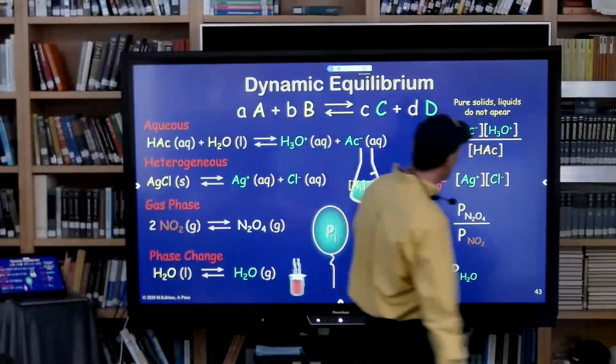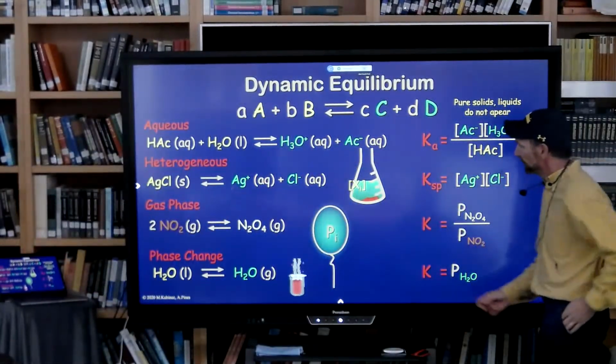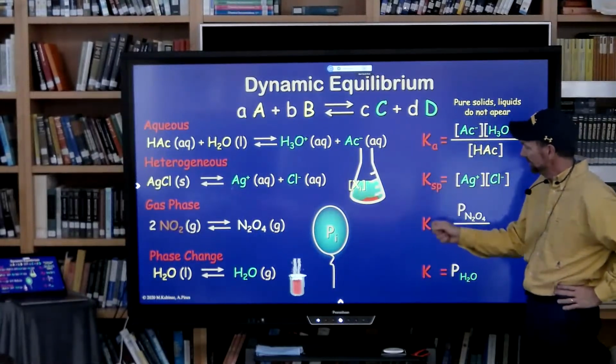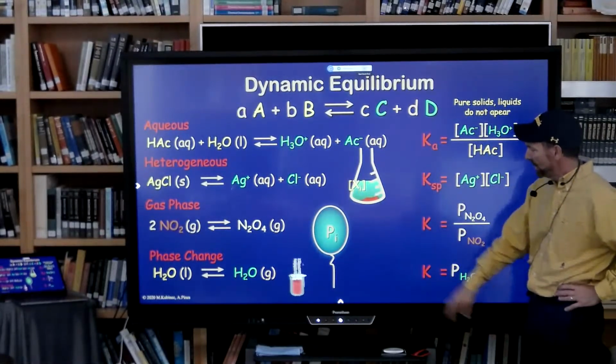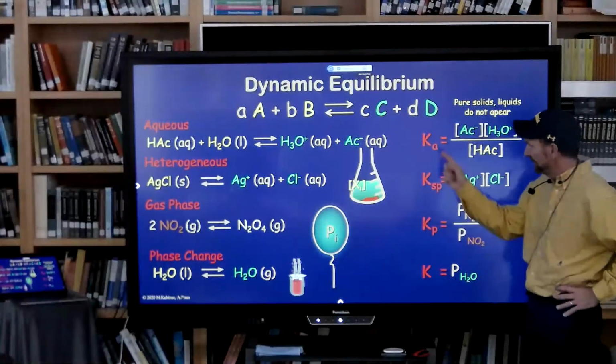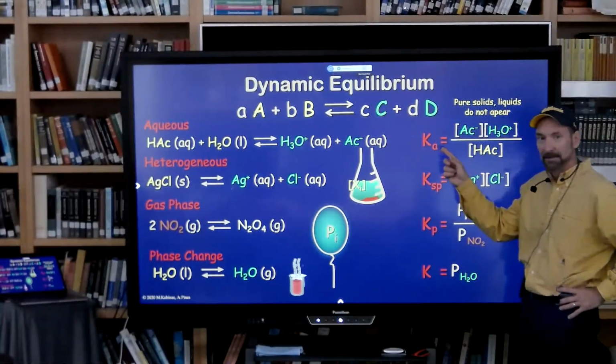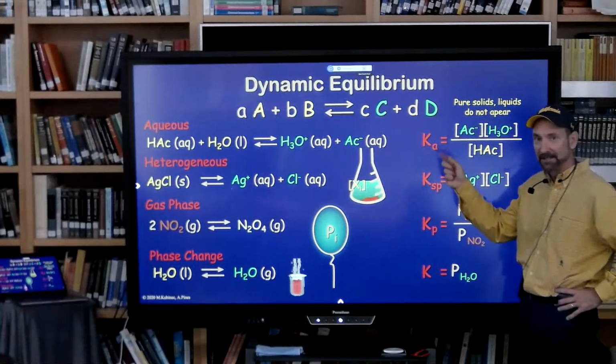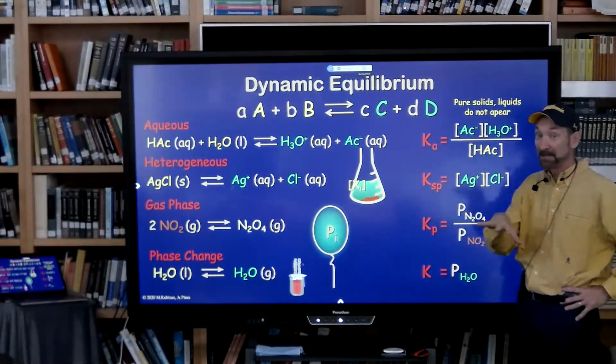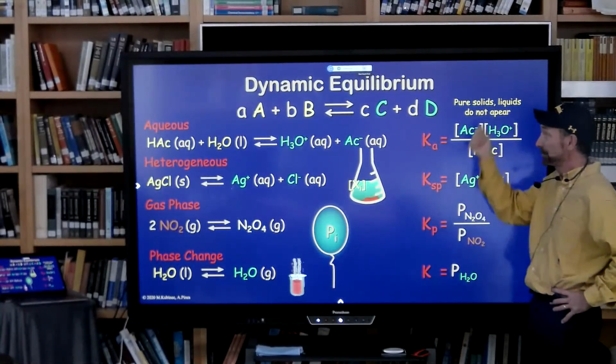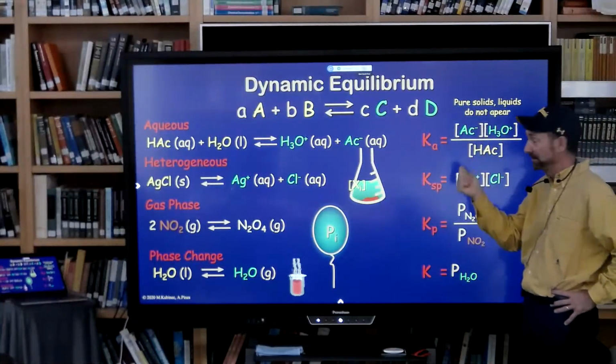Now, when you start to look in textbooks, these equilibrium constants, for some reason, it bugs me. They give them little designations. They call this a Ka, an acid dissociation constant. It's just an equilibrium constant, nothing special about it. It just happens to refer to an acid-base situation.